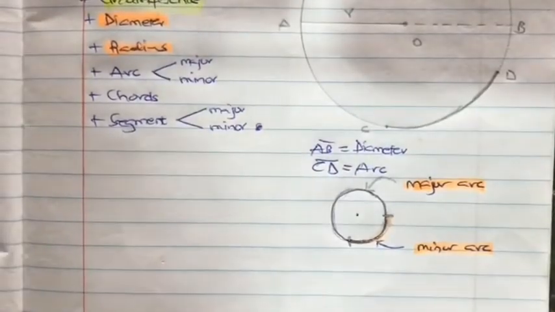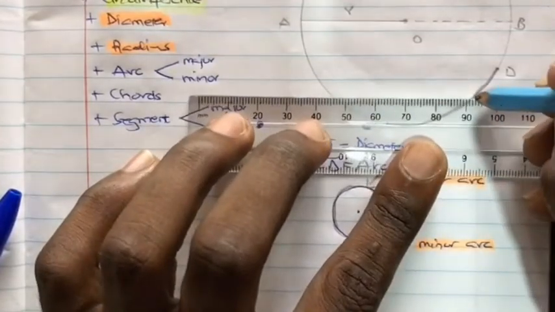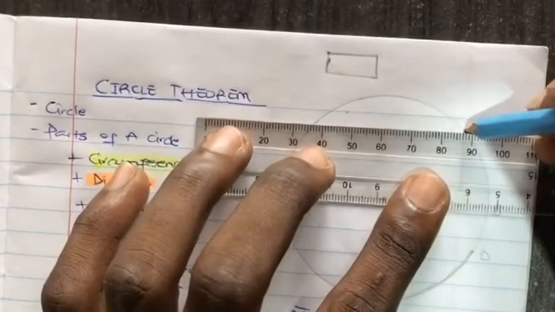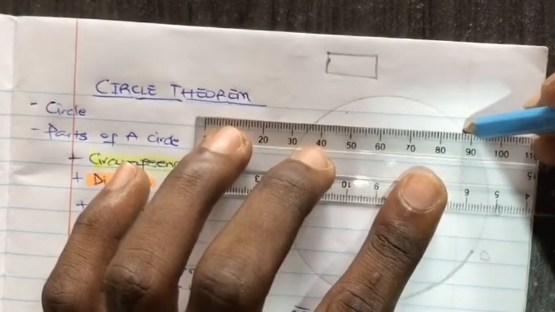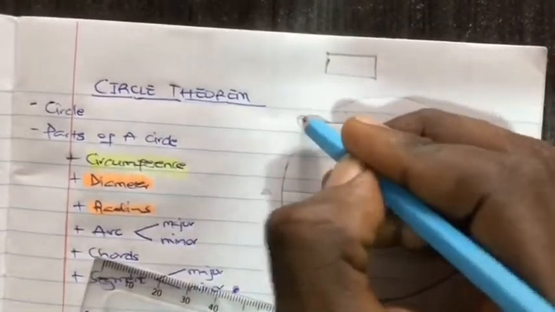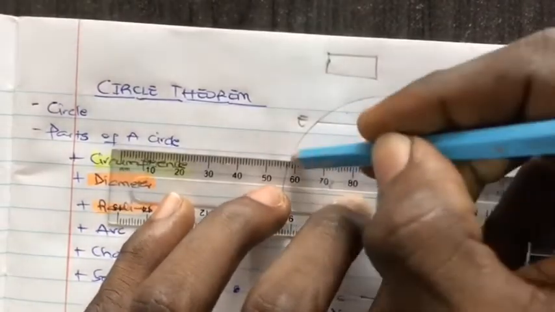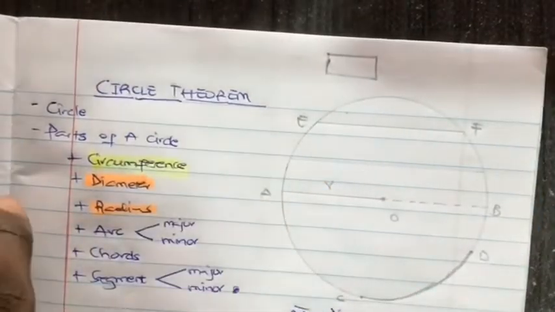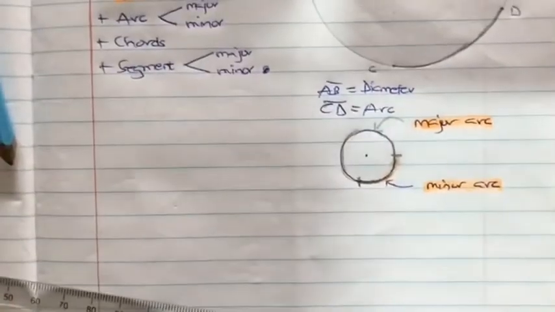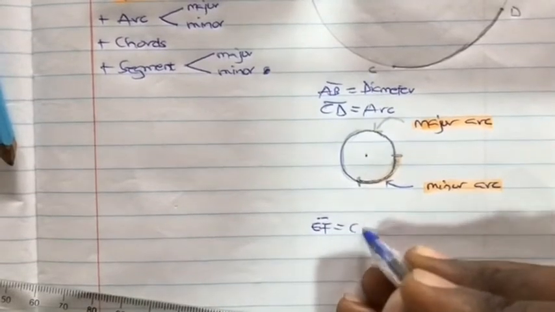So this line, from this point to that point, let's say EF. So line EF is a chord. This is another chord. This is also another chord. Line EF is a chord.